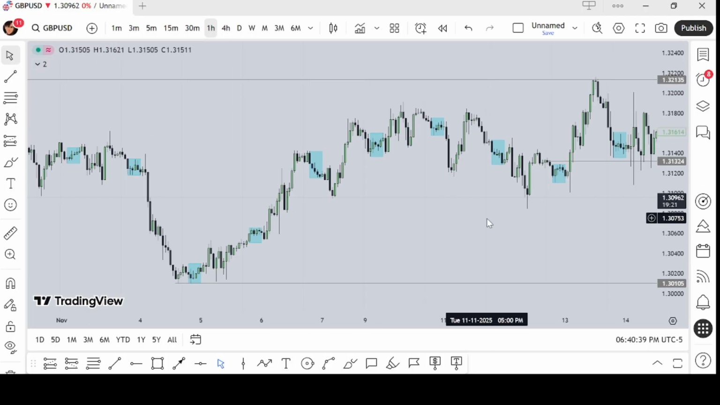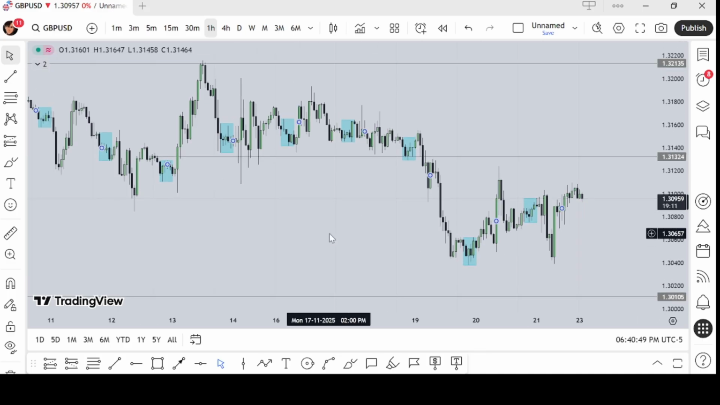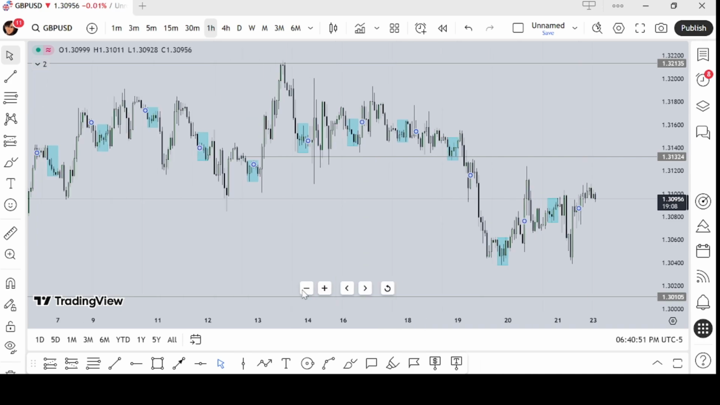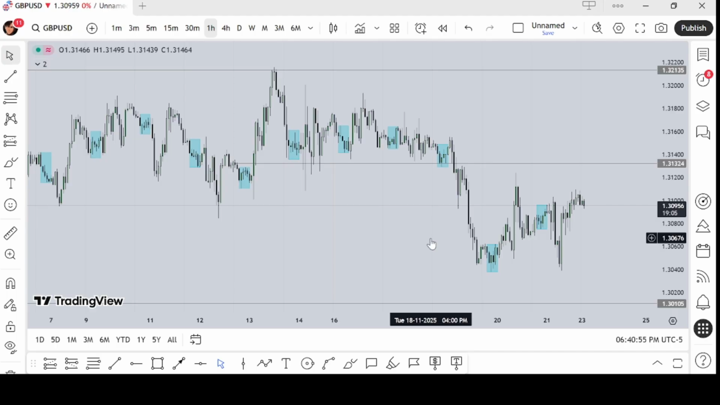It is very, very simple. I don't need to make it complex or make it sound very smart or sweet or logical. It is as simple as it sounds. It's a very simple strategy. All you need is to calm down and wait for manipulation. Immediately you have your manipulation, boom, you enter the market.